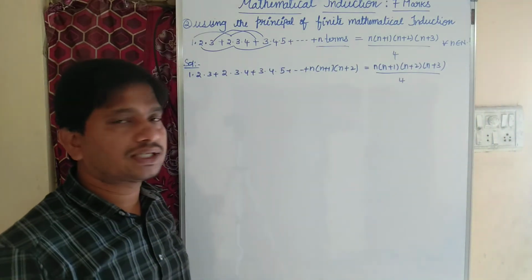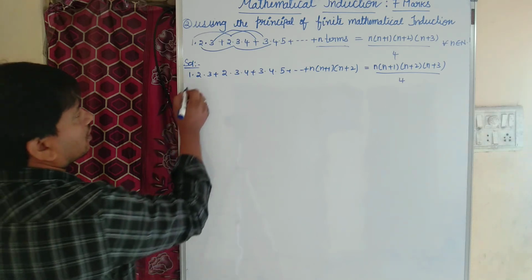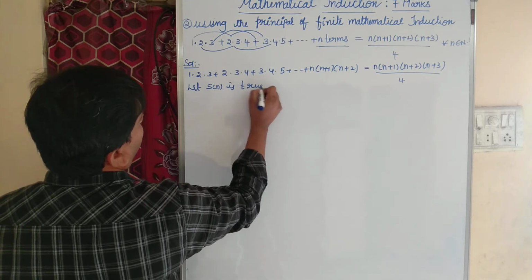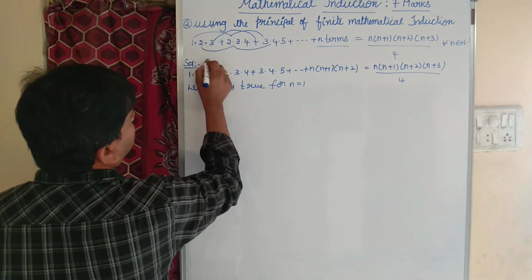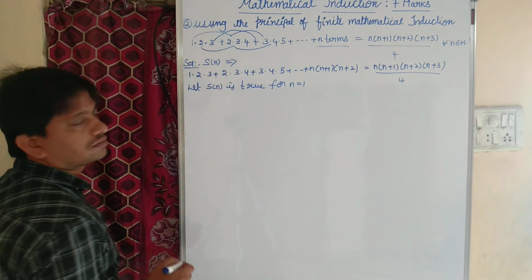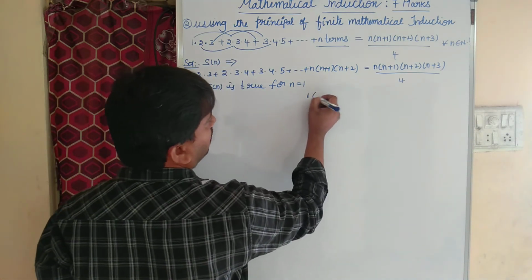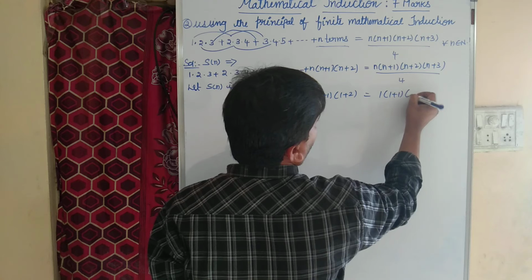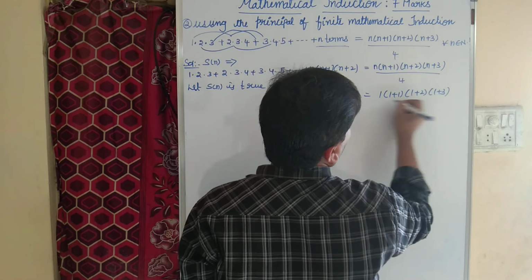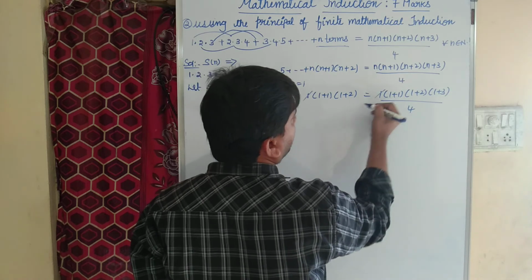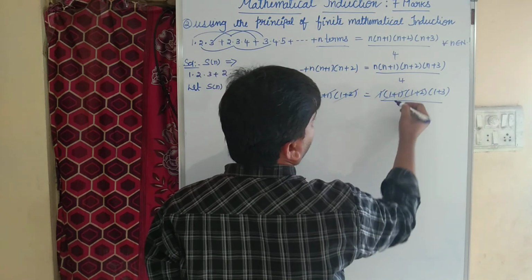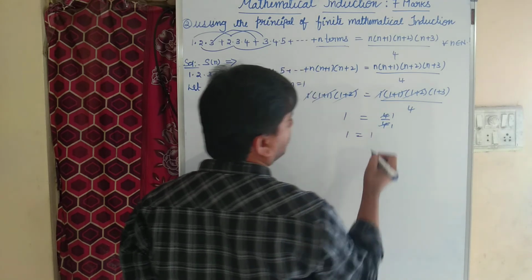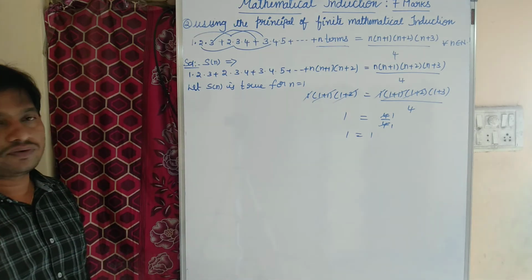Second step: let S of n be true for n equal to 1. You consider this given sequence as S of n. So in place of n you substitute 1: 1 into 1 plus 1 into 1 plus 2 equals 1 into 1 plus 1 into 1 plus 2 into 1 plus 3 by 4. Cancel 1, 1 plus 1, 1 plus 2, and nothing remains but 1. Here 1 plus 3 is 4, so 4 by 4 is 1. So 1 equals 1, and S of n is true for n equal to 1.